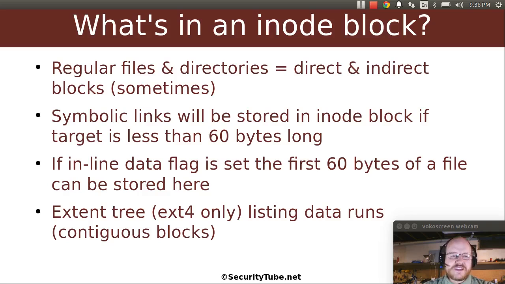If it's inline data, there's a flag that is set in the flags, which we saw in a previous video, and then the first 60 bytes of the file can be stored in the inode. This allows you to store small files entirely within the inode. It can also speed up certain operations for longer files. Finally, if you have an ext4 file system, you can also have something called an extent tree. And we'll talk about what this means, but essentially it lists data runs or sets of contiguous blocks.